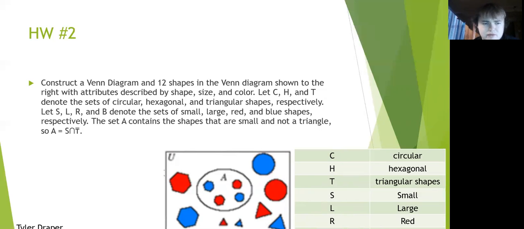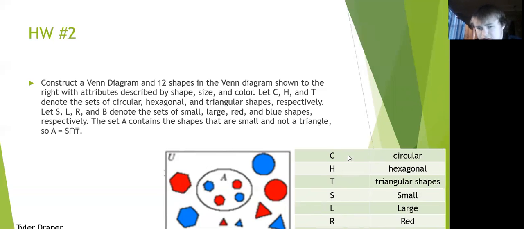Okay. With attributes described by shape, size, and color, let C, H, and T denote the sets of circular, hexagonal, and triangular shapes respectively. Let S, L, R, and B denote the sets of small, large, red, and blue shapes respectively. The set A, the circle here in the middle, contains the shapes that are small and not a triangle. So A equals S intersection of T complement. So they are small and not a triangle.